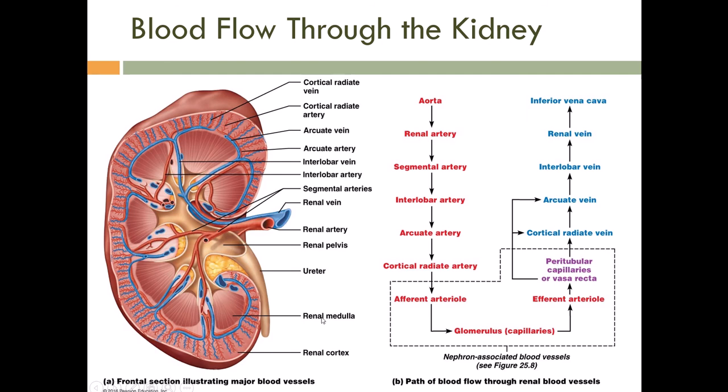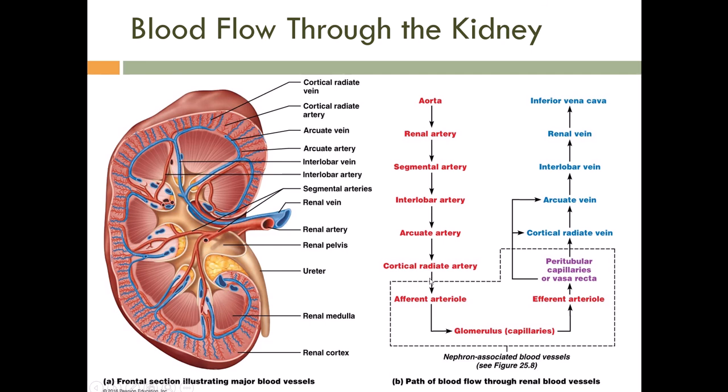Those capillaries are then drained by the cortical radiate veins into the arcuate veins, into the interlobular veins, and then the interlobular veins merge with the renal vein to take us out of the kidney to the vena cava to go back through the whole system.